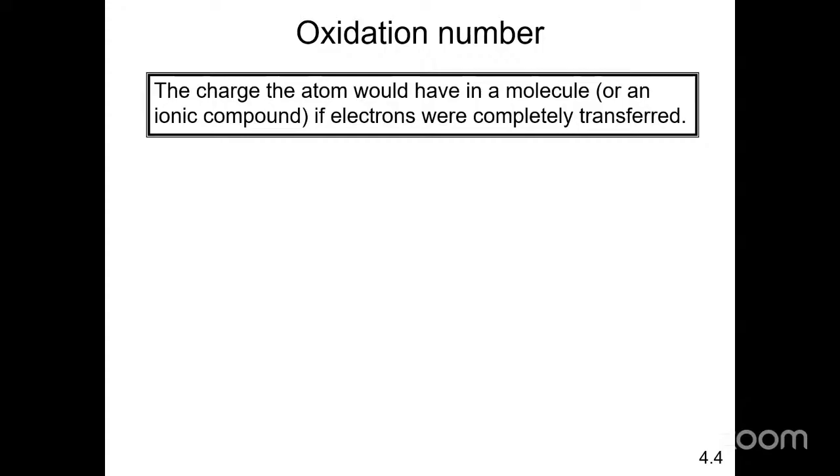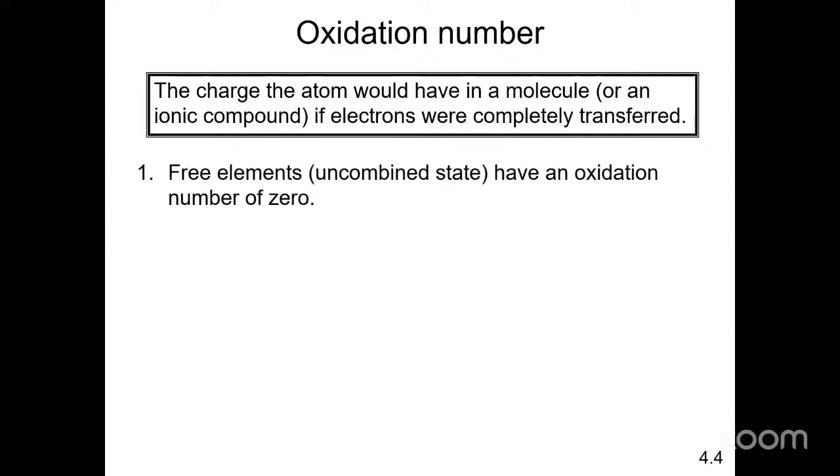Another term that you would have met in General Chemistry 1 is this term oxidation number. And if you look in different textbooks, you'll see different definitions. So the definition that we have here on the screen is that it's a charge an atom would have in a molecule or an ionic compound if the electrons were completely transferred, all right? And there are some rules for you to determine the oxidation number of an element in a substance, right?